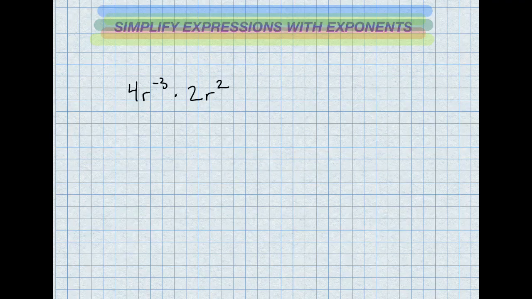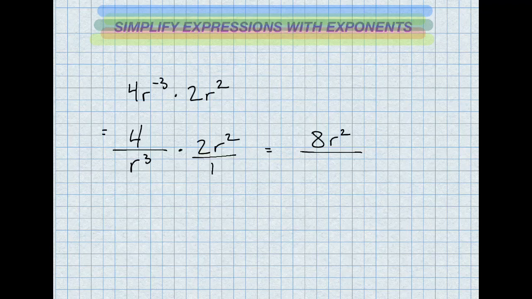Okay, so here's our next problem. 4r to the -3 times 2r squared. If we look at this portion of it, that equals 4 over r cubed. And then we're also multiplying that by 2r squared, which is basically 2r squared over 1. So then you're going to say 4 times 2r squared, that equals 8r squared. And then r cubed times 1 is r cubed.